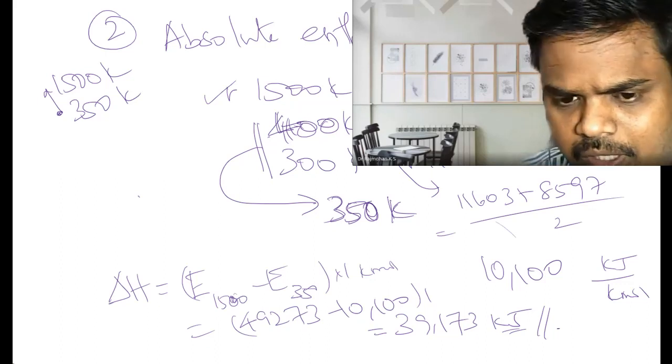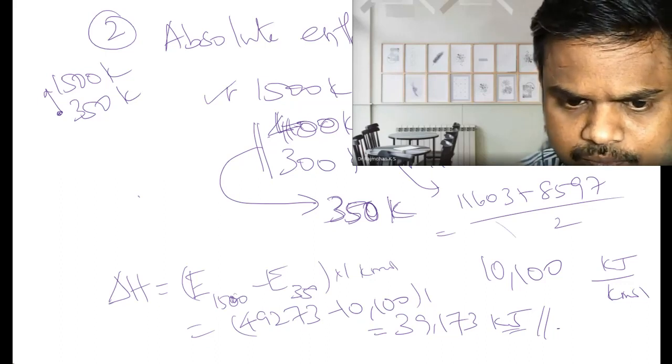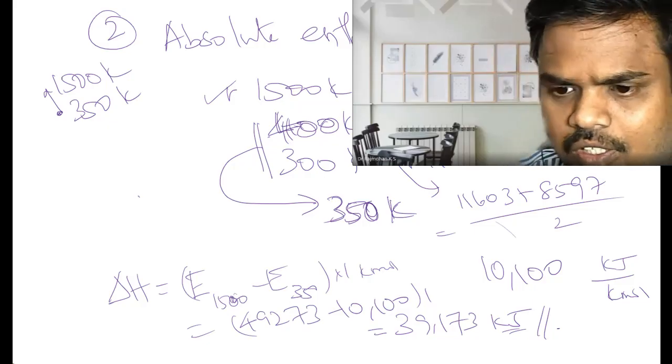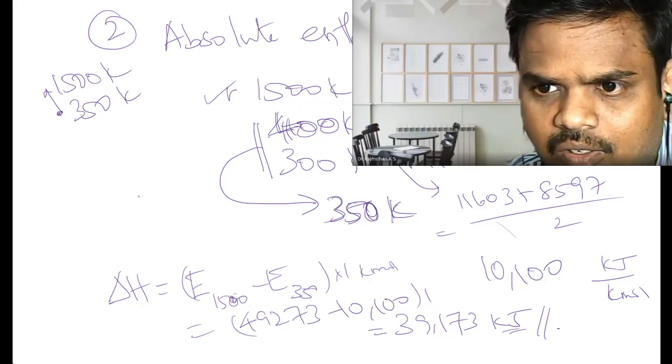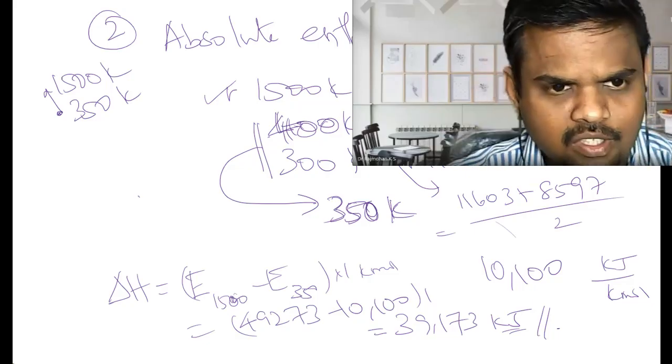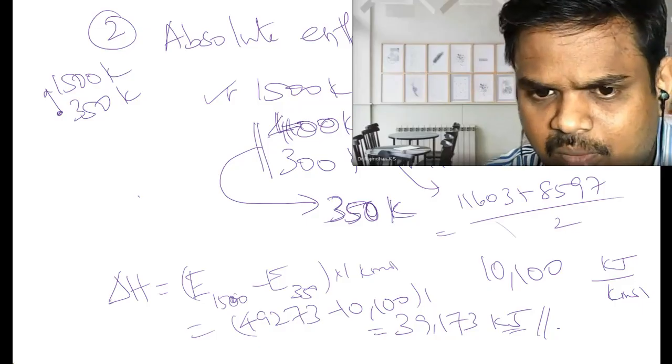Okay, so multiplying by 1 kilomole, we get the answer in kilojoules. So this is 39,173, and what we got is 39,834. So we are getting almost close to 39,000 by both methods.